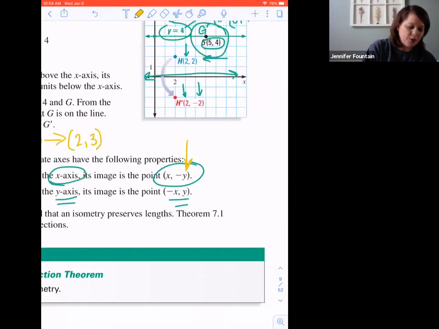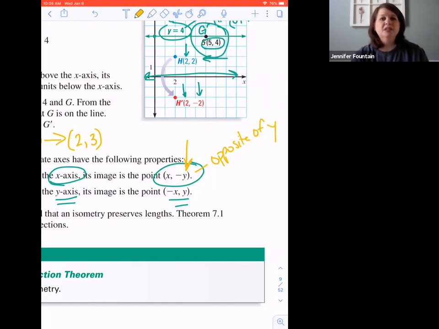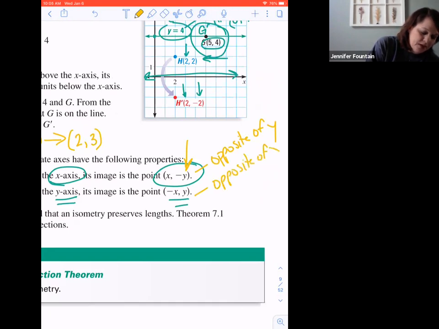So if you want to go ahead and add that note, opposite of y. Because if it starts out as a negative, it's going to turn positive. And then the same thing here, the opposite of x. Because if x starts out negative, then its image is going to be positive. Does that make sense? Any questions about that? Just understand that this is not saying that the pre-image or the image will always have a negative y, or that the image will always have a negative x if it's over the y-axis.